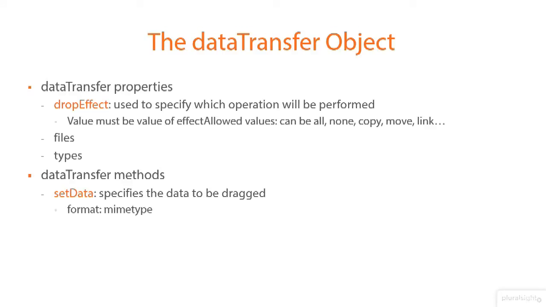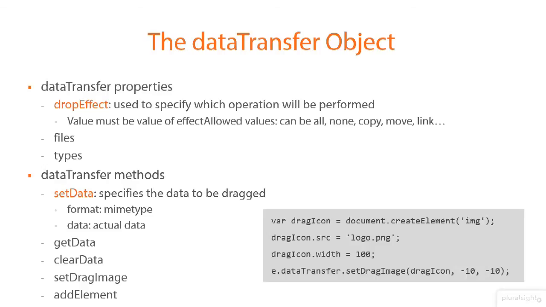Next to properties, we also have a number of methods on the data transfer object. Using the set data, we can indicate which data we want to put in the data transfer object. So what will be the data we're dragging basically? When using the set data, we need to specify the format, which is the MIME type, and then in data, the actual data. Using the get data, we can get the data for a given type. And using clear data, we can remove the data for a given type or delete all data at once if we do not specify a type.